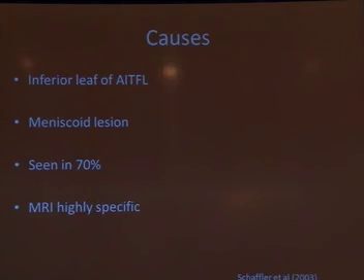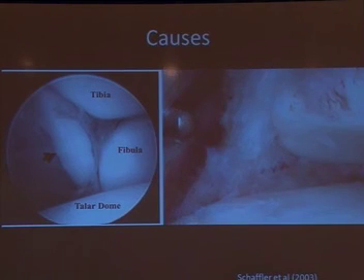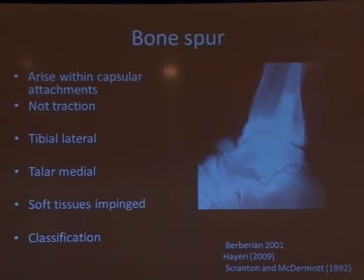It's seen in 70% of patients who complain of anterolateral impingement, and an MRI scan is highly specific to pick up this condition. So this is what it looks like. There's a hypertrophied appearance of the anterior inferior distal tibiofibular ligament, and in arthroscopy, you can actually debride it very nicely. This is an excellent operation if the diagnosis is confirmed.